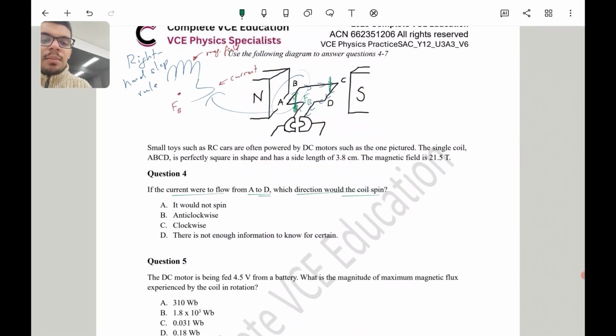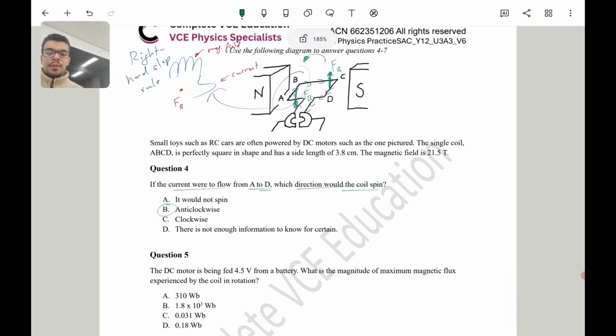And you can repeat the exact same thing for CD as well. However, the magnetic force should be in the opposite direction. It should be upwards since the current is in the opposite direction. So hence we can see that our coil is going to rotate anti-clockwise.